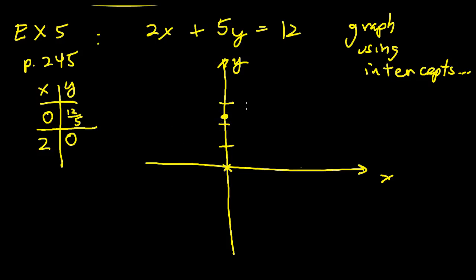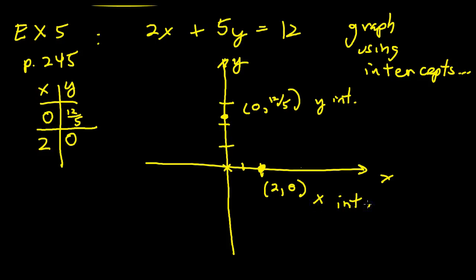I'll go ahead and label this intercept. If x is 0, y is 12/5. That's the y-intercept. If x is 2, y is 0. And remember, when y is 0, that means you're on the x-intercept. X is 2, y is 0. That's the x-intercept. And I'll do my best to connect these dots in a steady hand fashion.